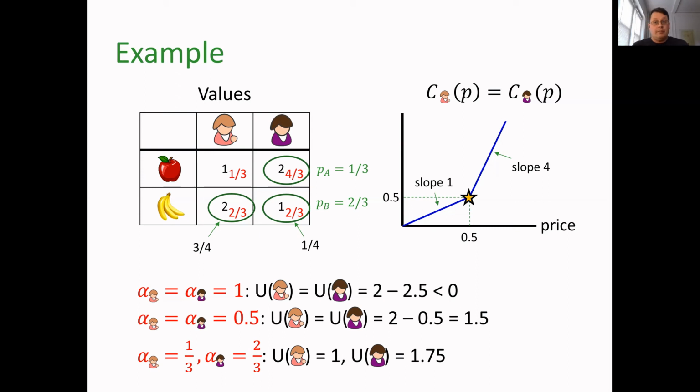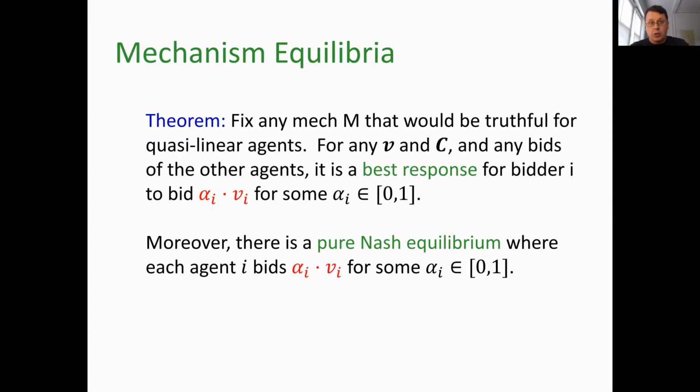And so there are multiple equilibria of this game, and not all equilibria result in this good outcome where each player gets the item that's most valuable to them. What our result shows is that there are always equilibria of this form where the players are declaring these alpha values, right? So they're scaling their valuations by some uniform scalar alpha.